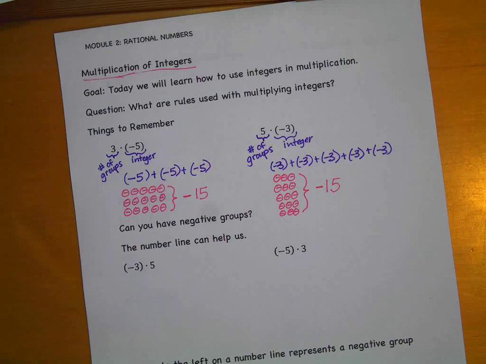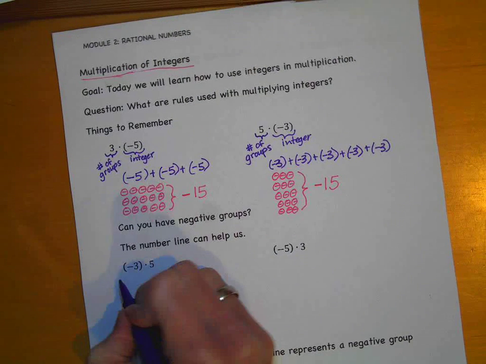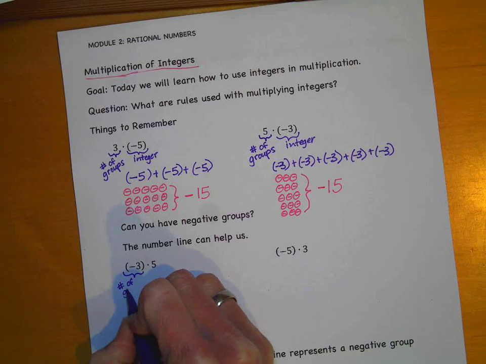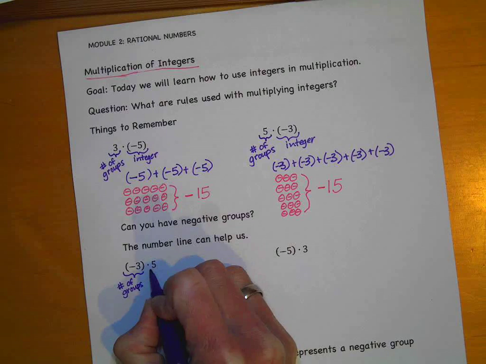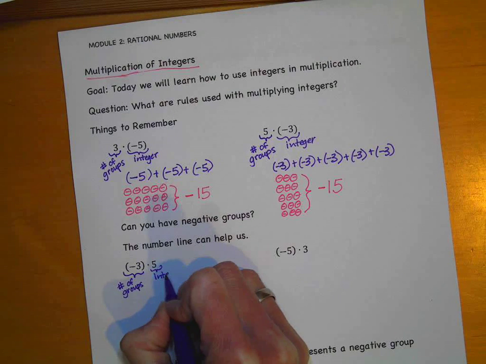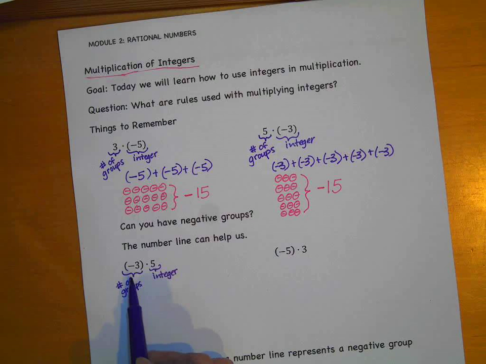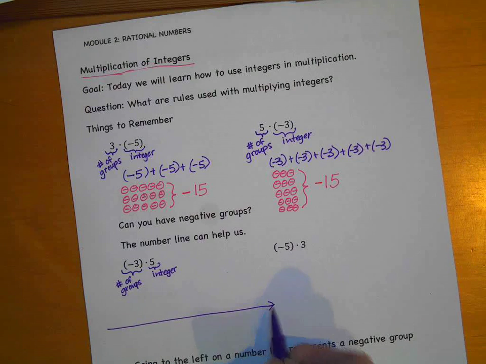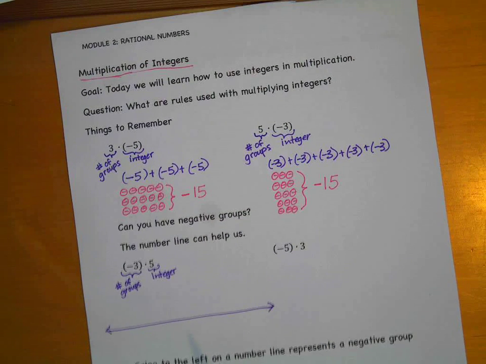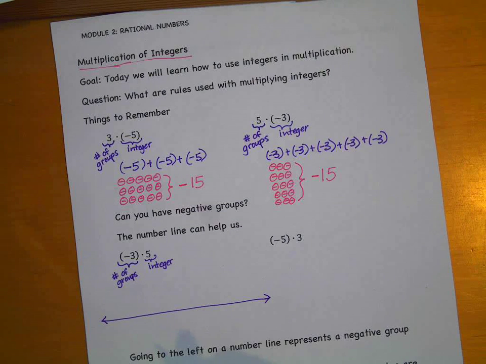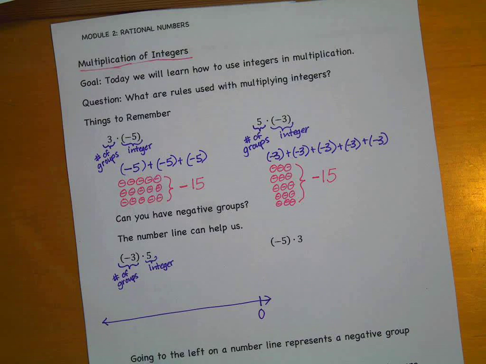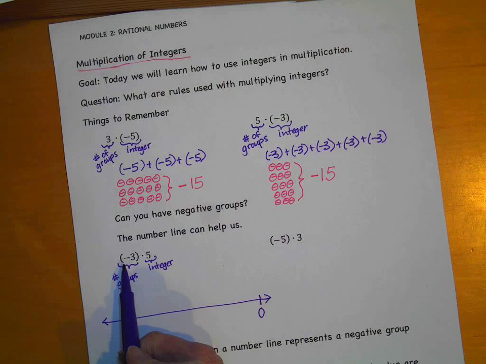So the number line can help us when we're working with this one, because this one says the number of groups that I have. Number of groups, again, this is the integer represented. So what this is saying is that I have 3 negative groups of 5. Well, the only thing that comes to mind that helps me with that is 3 negative groups, and we talked about what direction means on the number line, and I know that if I go to the left on a number line, that's representing a negative value.